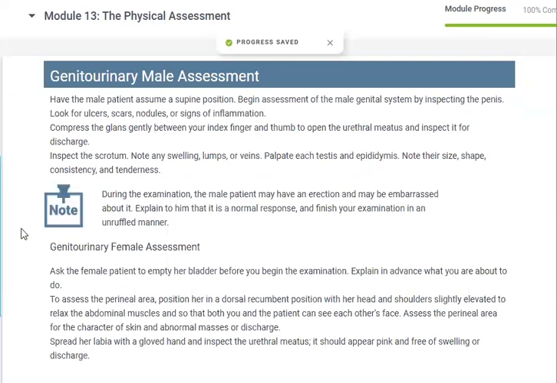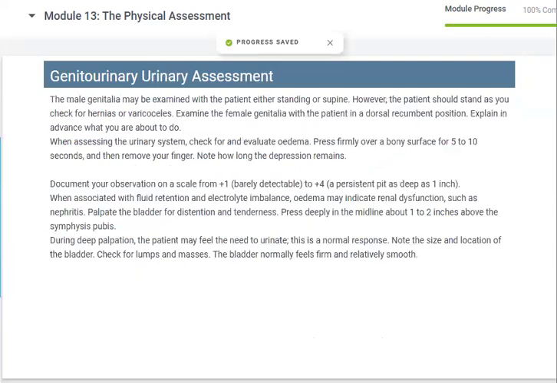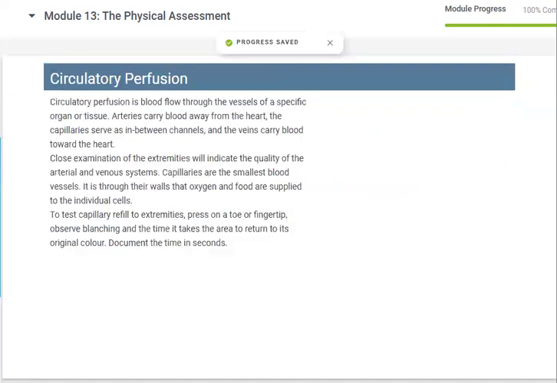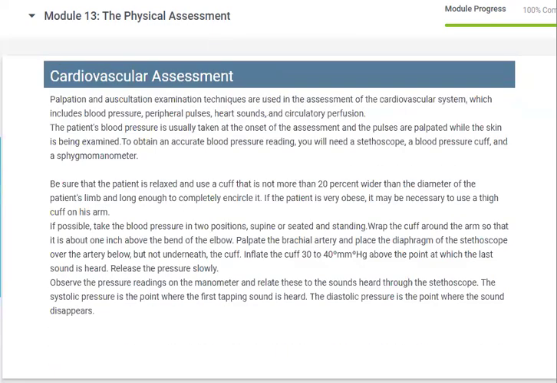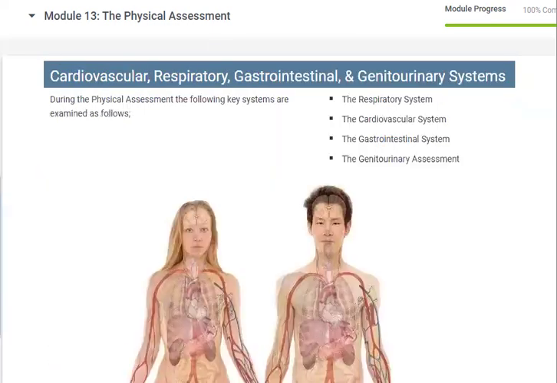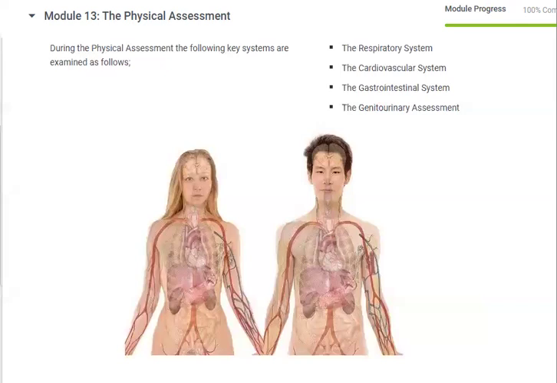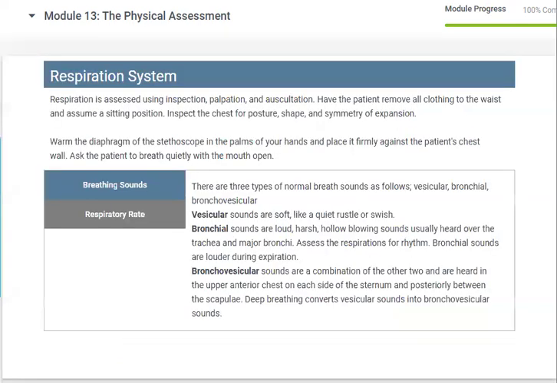Respiration system. Respiration is assessed using inspection, palpation, and auscultation. Have the patient remove all clothing to the waist and assume a sitting position. Inspect the chest for posture, shape, and symmetry of expansion. Warm the diaphragm of the stethoscope in the palms of your hands and place it firmly against the patient's chest wall. Ask the patient to breathe quietly with the mouth open.